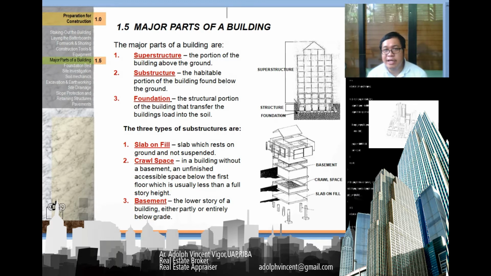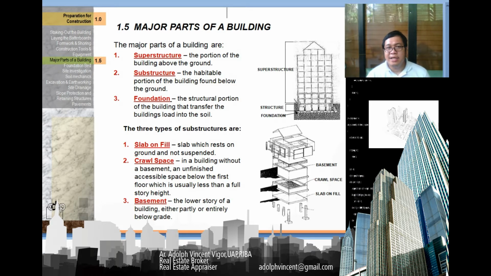But before that, I think it's also paramount that I teach you the different parts of a building so that you understand what you are drawing also. So the major parts of the building, one, you have what you call the superstructure. It is the portion of the building above the ground. If this is the ground, this is what you call here the superstructure. As you can see, that shaded part is below the ground.